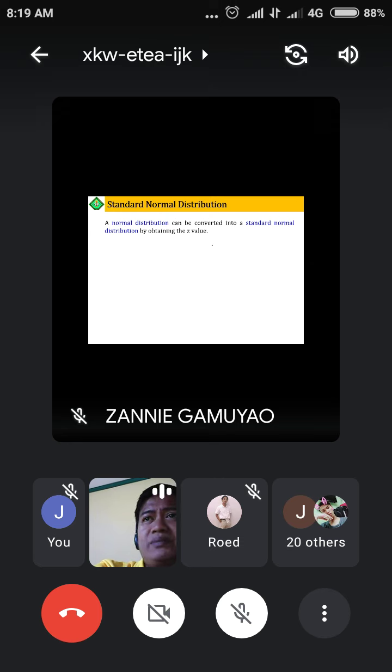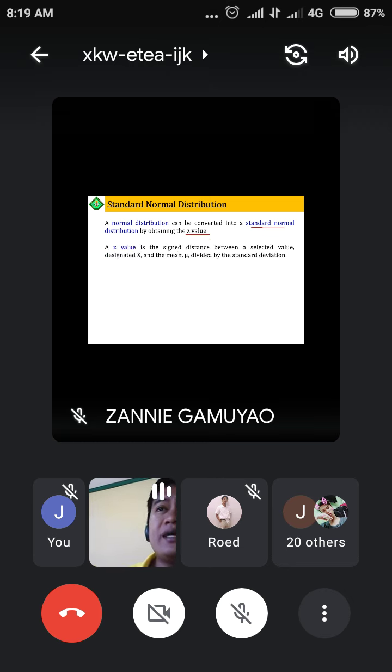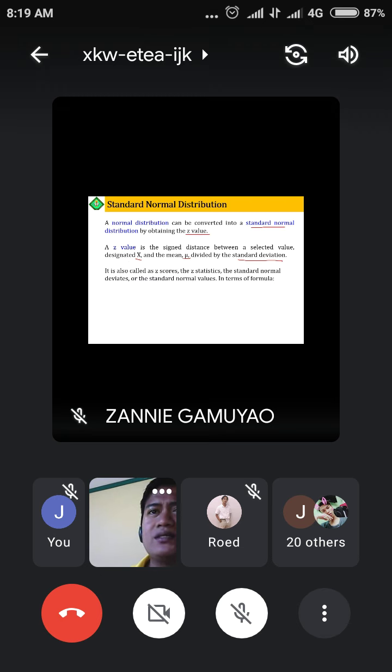So a normal distribution can be converted into the standard normal distribution by obtaining the Z value. So take note that we have already covered this in our previous topic, how to compute for the Z value, and we had the activity regarding that. So a Z value is the signed distance between a selected value designated X and the mean, divided by the standard deviation. So this is just a recall of the previous formula. So it is also called Z-scores or the Z statistics or the standard normal deviates or the standard normal values. So ang daming tawag sa kanya.